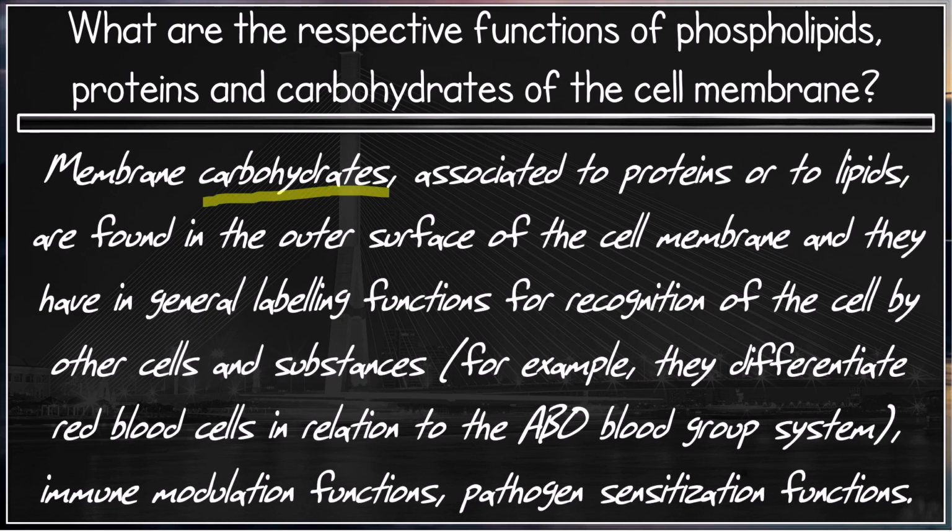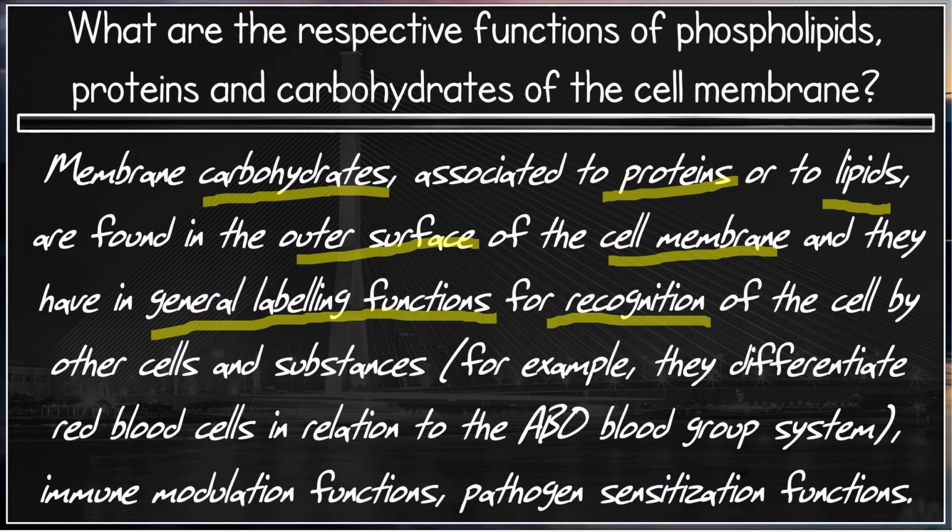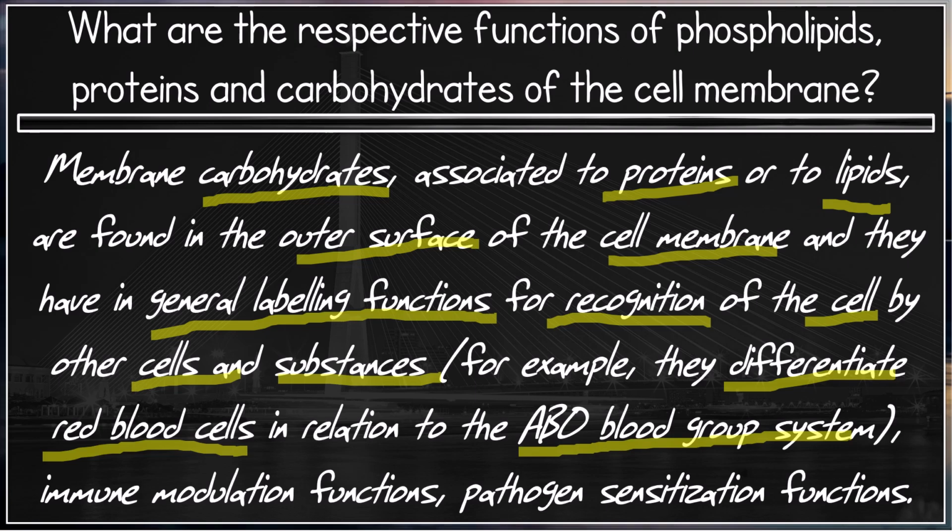Membrane carbohydrates associated to the proteins or to the lipids are found on the outer surface of the cell membrane, and they have a labeling function for recognition of the cell by other cells and substances. For example, they differentiate red blood cells in relation to the ABO blood group system, and have immune modulation functions and pathogen sensitization functions.